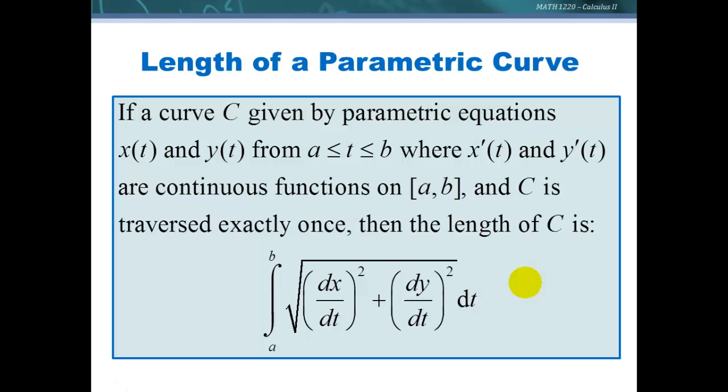So if we have the curve C given by parametric equations x of t and y of t, with t going on the interval from a to b, where x prime and y prime are continuous functions on that interval, and C is traversed exactly once, so we're going to have to be careful and confirm that, then we can go ahead and integrate here. So what I needed to do on the last problem was just integrate from 0 to pi, because then I had traced the complete circle 1 time.